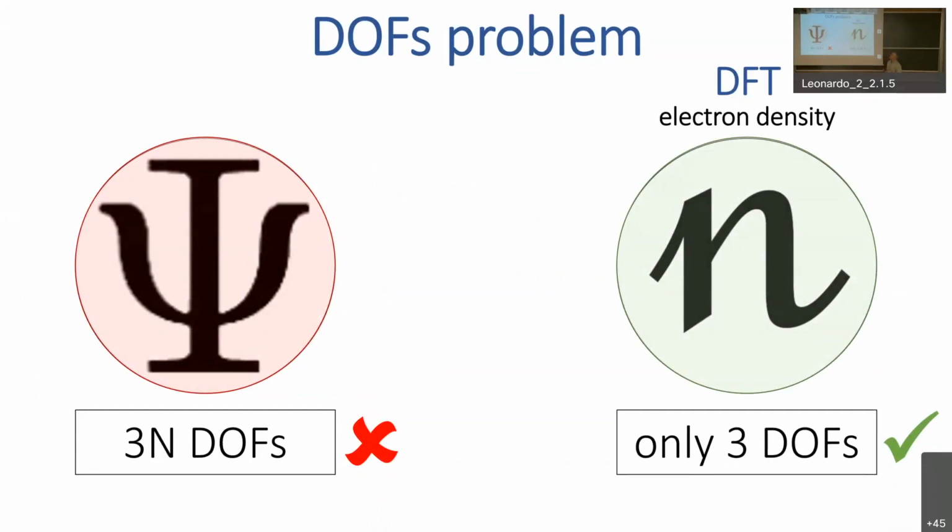Instead, in DFT, we can redefine the problem in terms of the electron density. That is a function of only 3 degrees of freedom. So this is a huge simplification of the problem. And we can obtain the same information, and this is the main concept of DFT. We don't work with the total wave function. We just work in terms of the electron density.